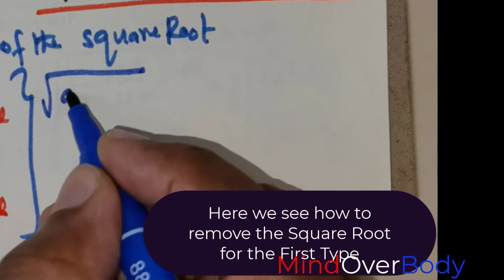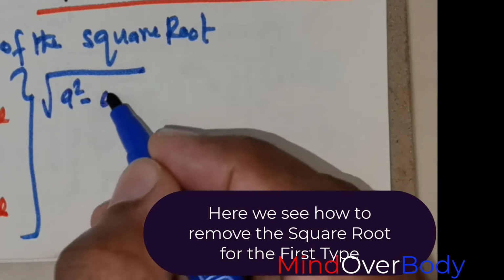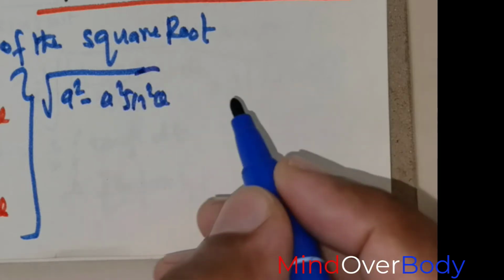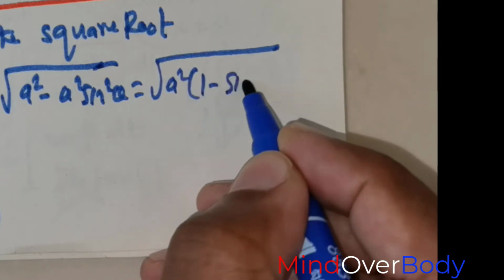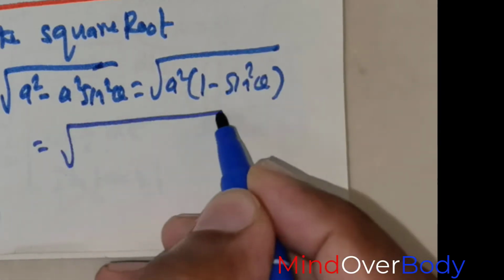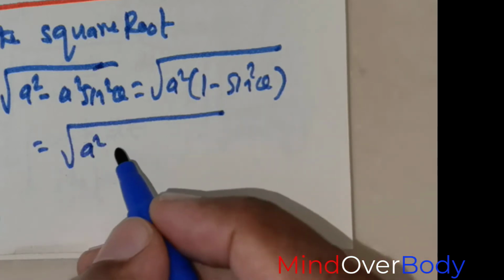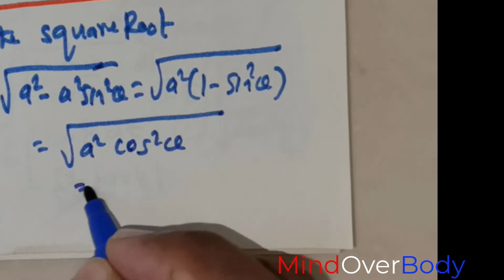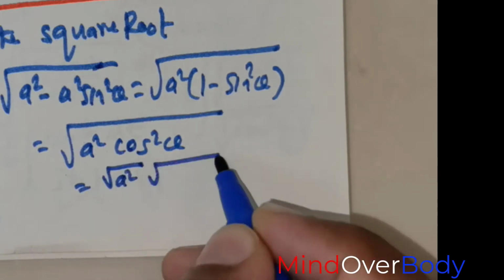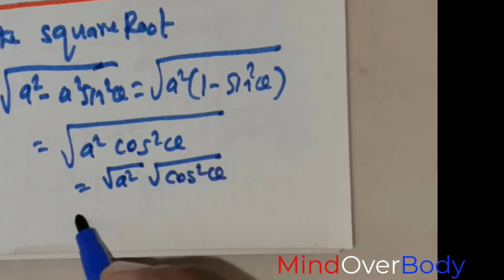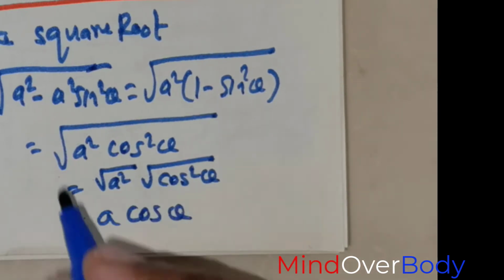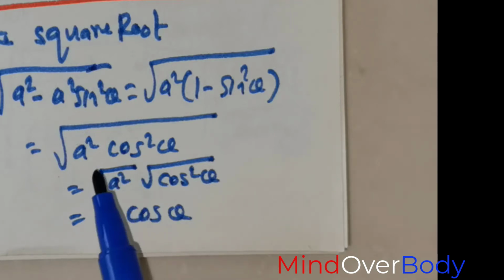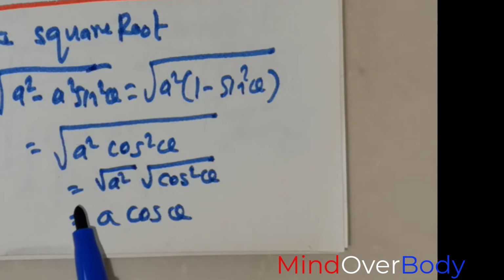So the square root of a squared minus a squared sine squared theta, I can rewrite this as the square root of a squared times (1 minus sine squared theta), which is cos squared theta. I can rewrite this as root of a squared times root of cos squared theta. The square root of a squared is a, and the square root of cos squared theta is cos theta. You see how neatly we have removed the square root. And you can apply the same simplification concept to each one of these.